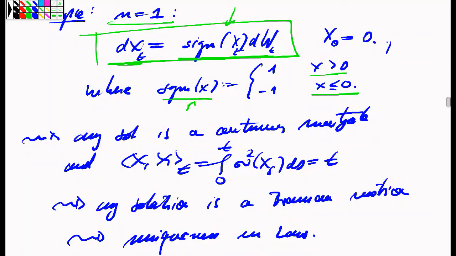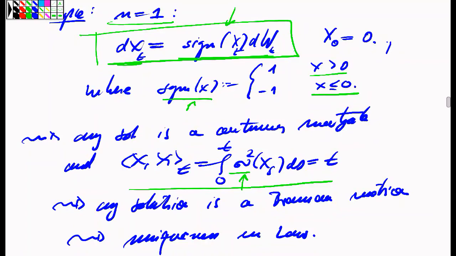And the bracket process, by our usual rules for the bracket process of this process, will be the integral of the sigma squared function, the square of this volatility function, integrated against time. But the square of this volatility function is the identity function.